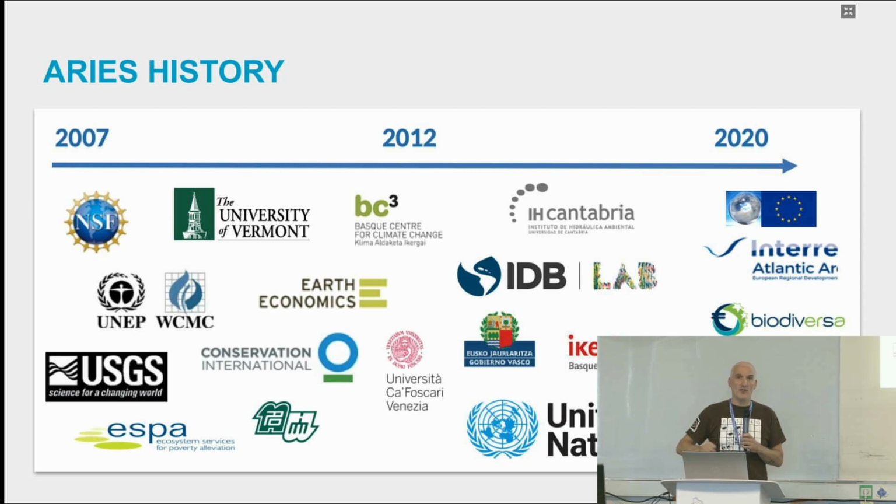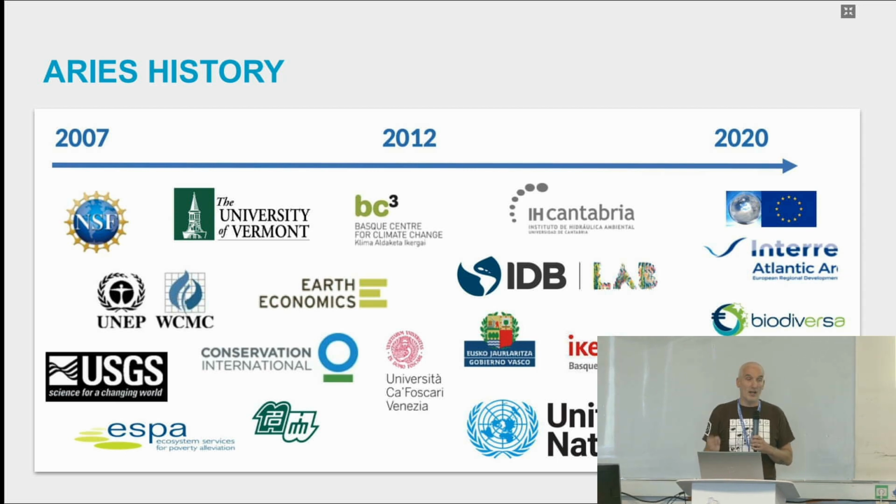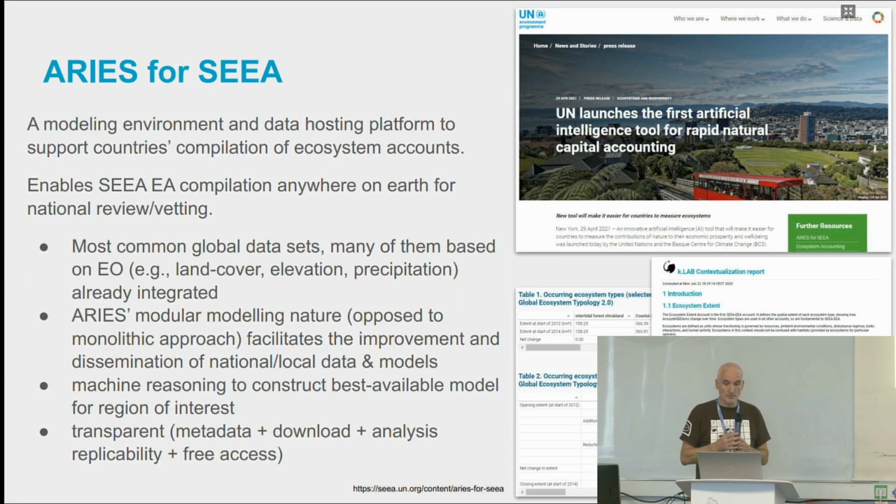And the project itself had a big boom in the last years because the UN decided to base its platform for rapid natural accounting on k.LAB and ARIES. The statistical division of the UN provides a platform to all countries in the world to do rapid natural accounting. And this is based completely on k.LAB and ARIES.